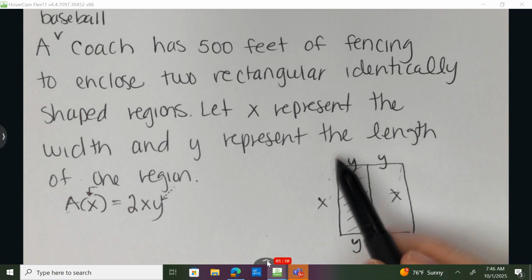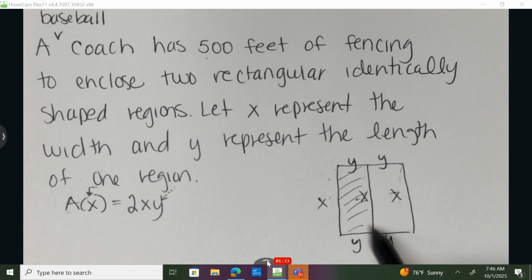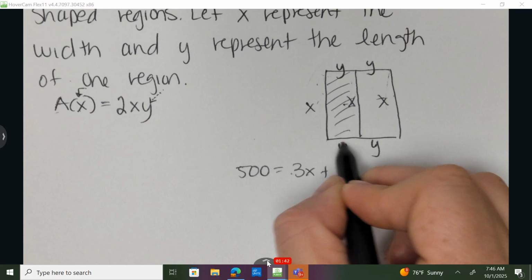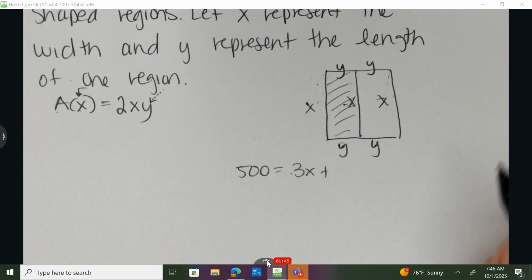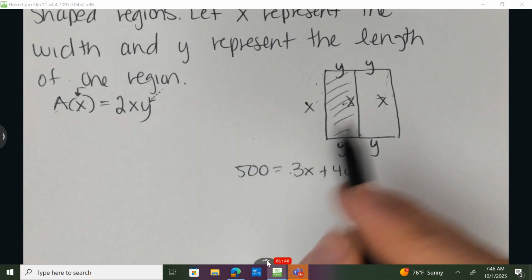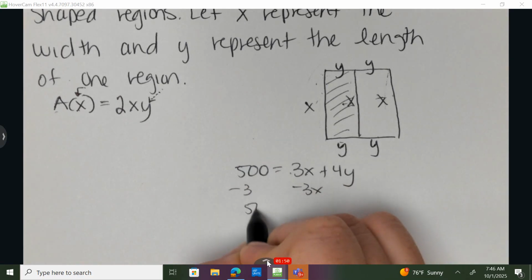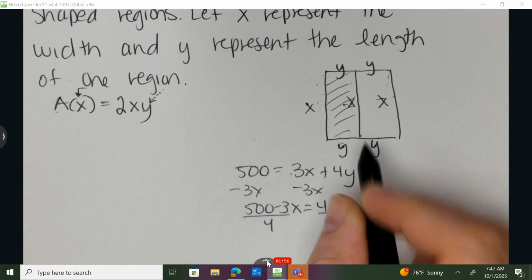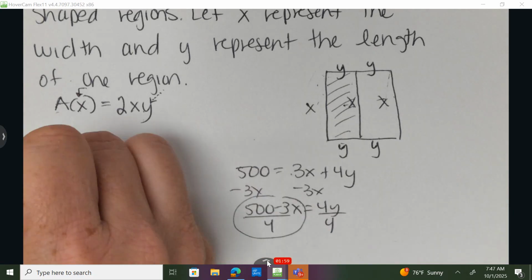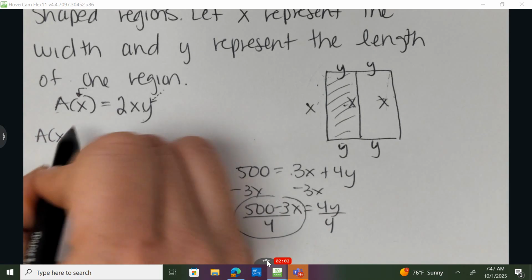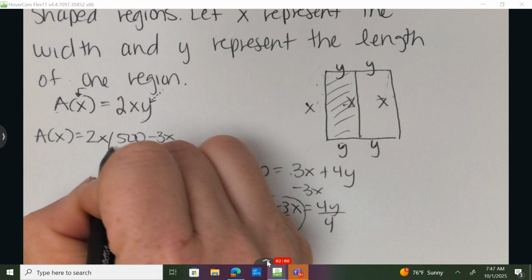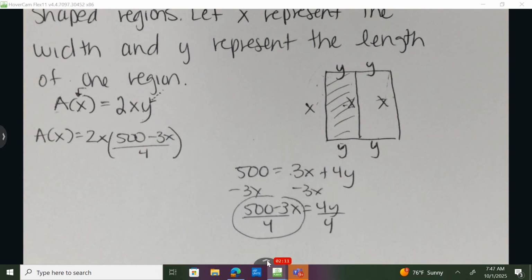So I'm going to come over here, and I know I have 500 feet of fencing to enclose these 2 regions. So 500 is equal to 1, 2, 3 x's plus 1, 2, 3, 4 y's. And I'm going to isolate the y. So subtracting 3x to the opposite side, dividing by 4. This is what y is equivalent to. So up here, I have A of x equals 2x times (500 minus 3x) over 4. There's no reason for you to reduce that.